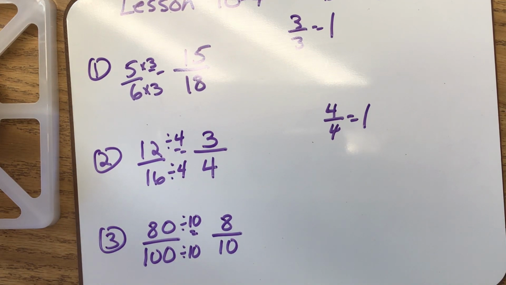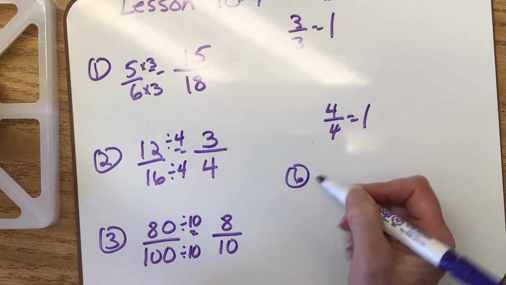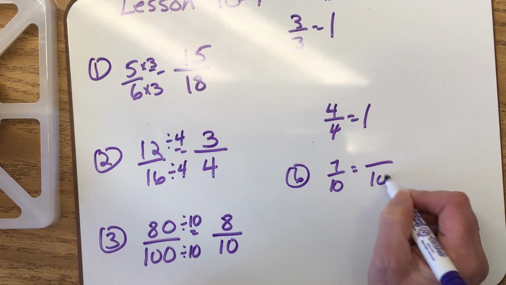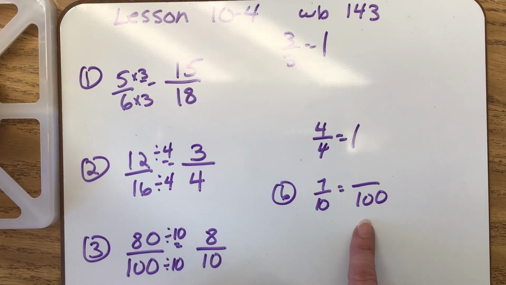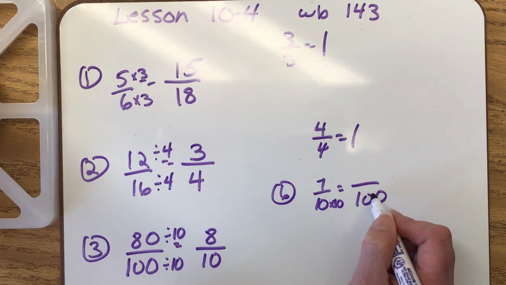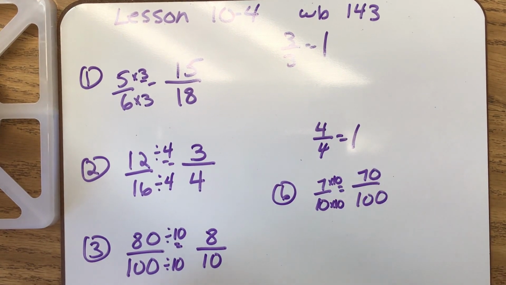All right, let's look at number 6. Number 6 says 7/10 equals how many hundredths? So I ask myself, what did I do to 10 to get 100? I multiplied it by 10. 10 times 10 is 100. So 7 times 10 equals 70.